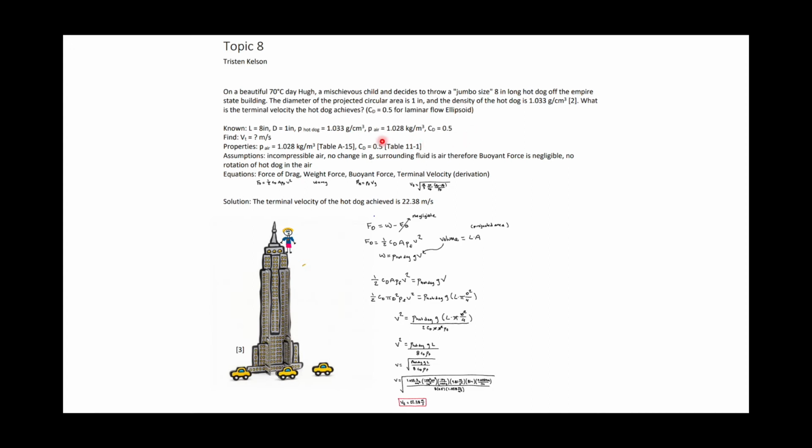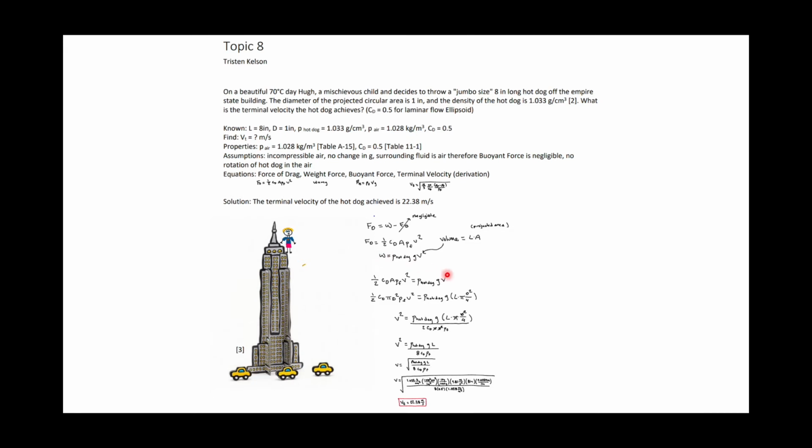We are finding the terminal velocity using the properties from table A15, we're able to make the following assumptions in addition, which are incompressible air, no change in G, surrounding fluid is the air, therefore buoyant force is negligible, and no rotation of the hot dog in the air. Using the equations of the force of drag, weight force, and buoyant force, and the terminal velocity, we are able to solve this equation. We are able to do a force balance here, which we are then able to simplify for the force of drag for this following equation.